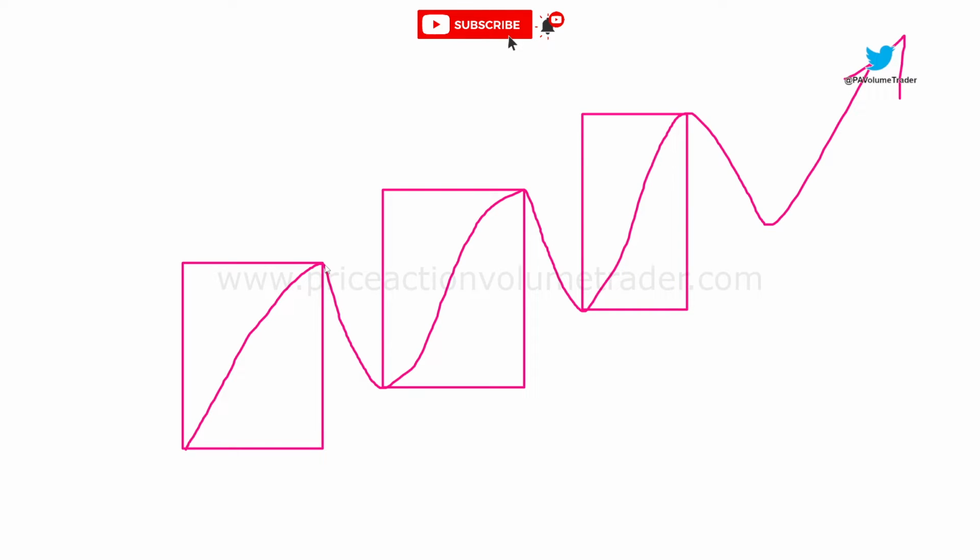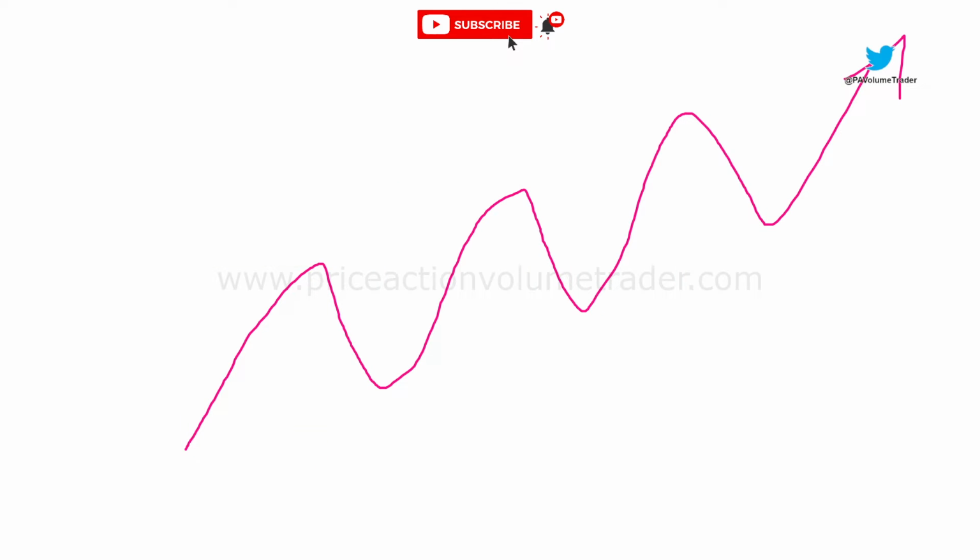And then we have our retracements, which in an uptrend would be shorter than the impulse waves, because obviously if we're in an uptrend, then that means that price is constantly breaking previous swing highs. That's pretty much the concept of an uptrend. Higher highs, higher lows.